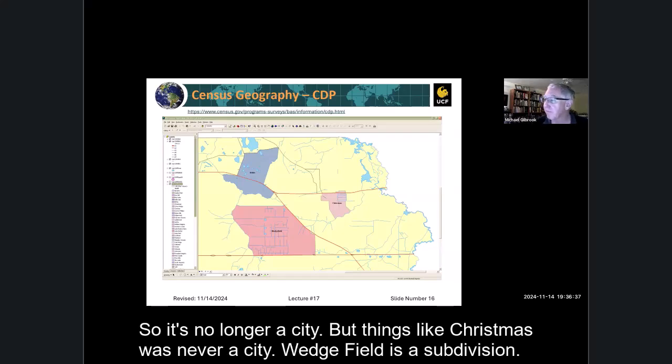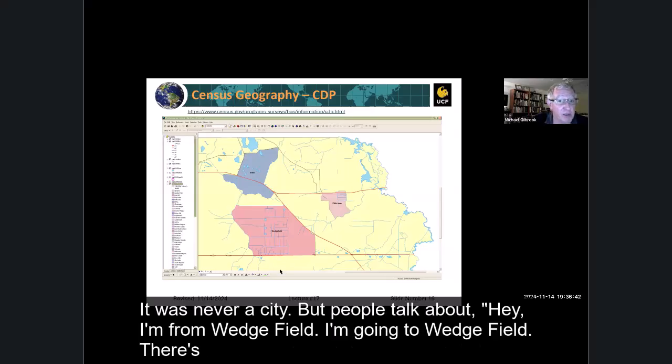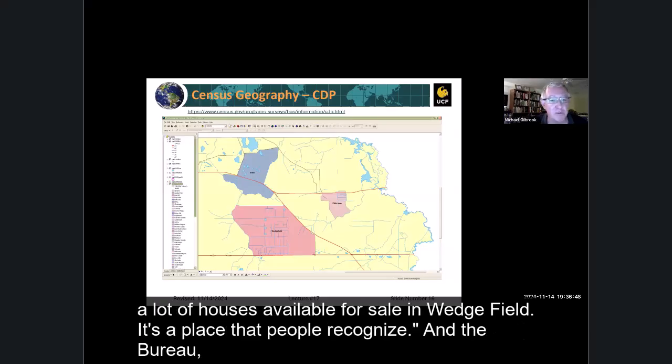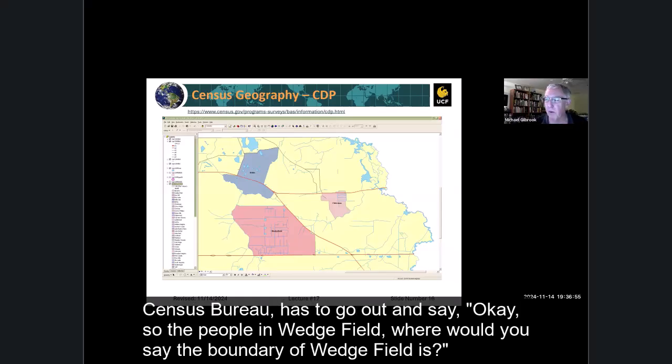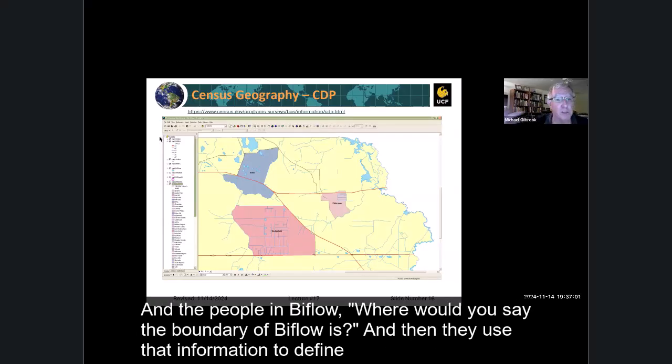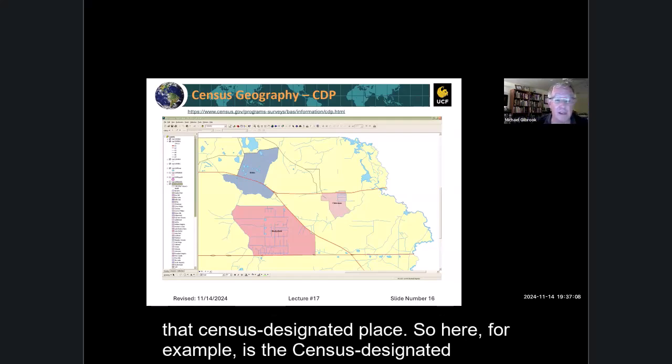But things like Christmas was never a city. Wedgefield is a subdivision, was never a city. But people talk about, hey, I'm from Wedgefield. I'm going to Wedgefield. You know, there's a lot of houses available for sale in Wedgefield. It's a place that people recognize. And the Census Bureau has to go out and say, okay, to the people in Wedgefield, where would you say the boundary of Wedgefield is? And the people in Bithlo, where would you say the boundary of Bithlo is? And then they use that information to define that census designated place.